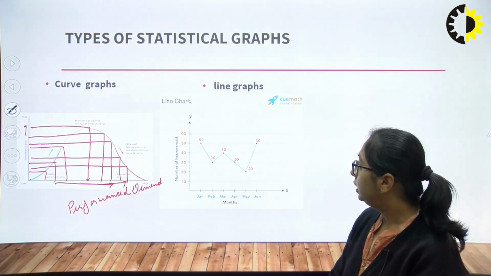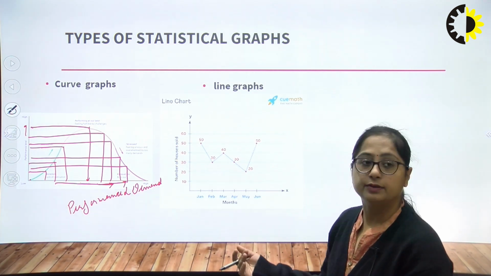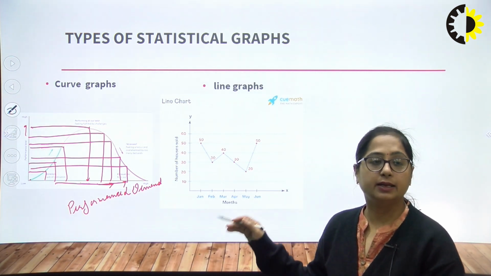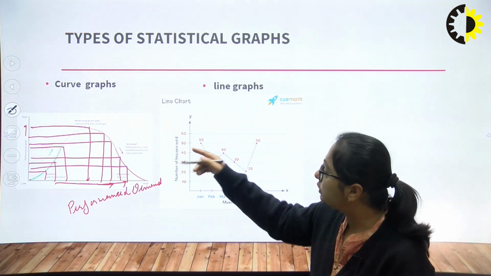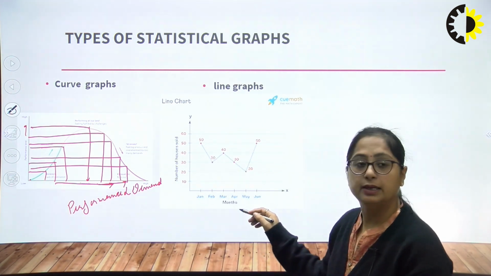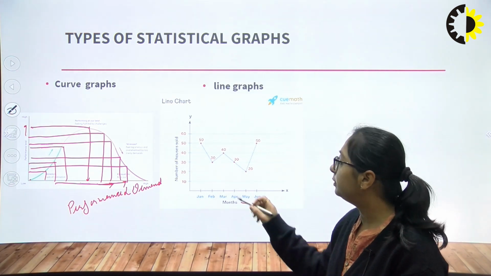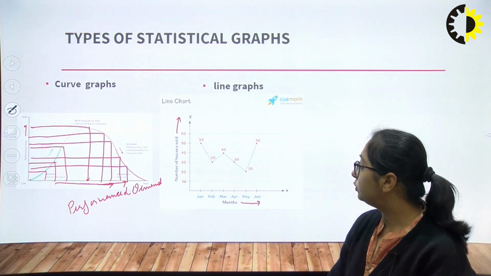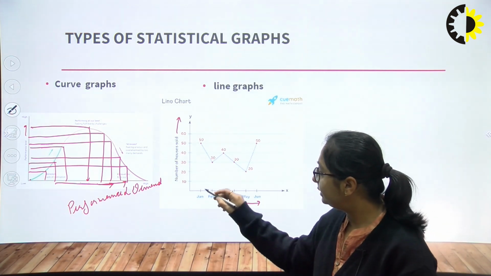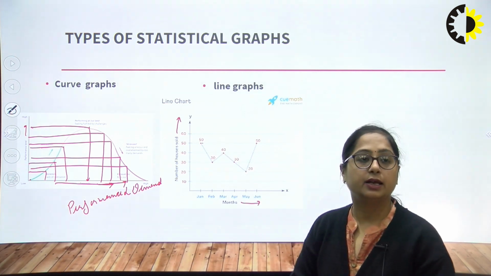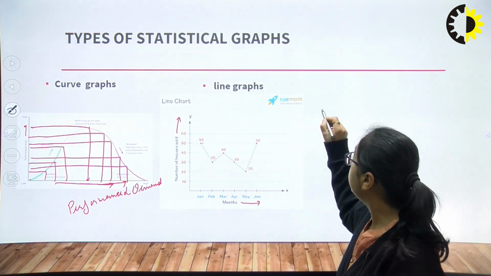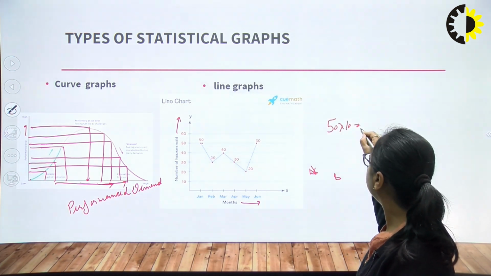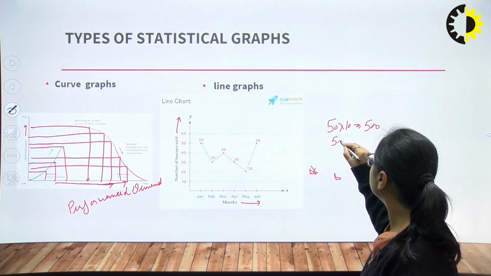A line graph is a graph where, based on the data we have, we just put the line here. Here we have the number of houses sold. This is the number of months. So the x-axis represents the number of months and the y-axis represents the number of houses sold. Based on that, we analyze. In January we sold 50 houses. Now the 50 can be anything. 50 can be 500 or it can be 5,000.